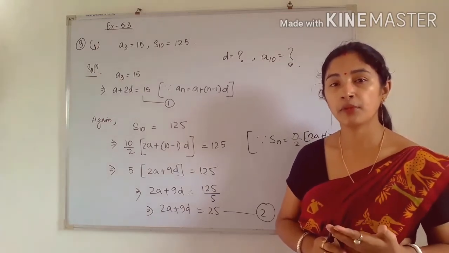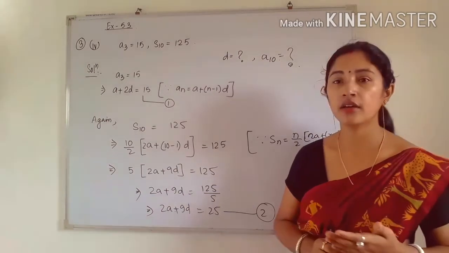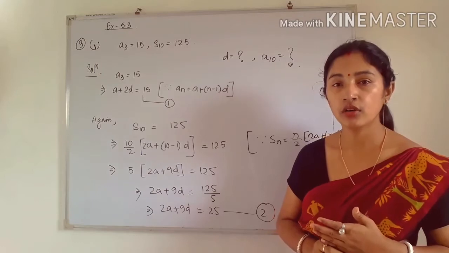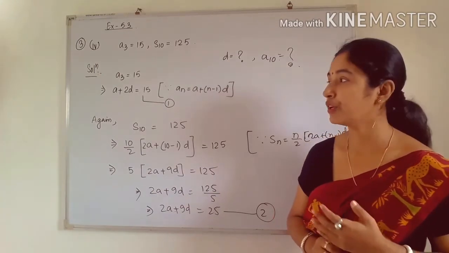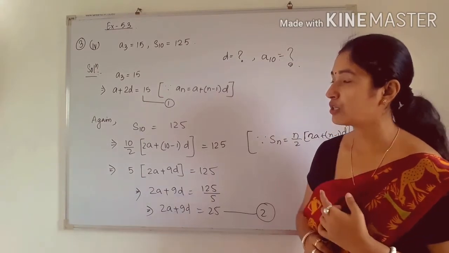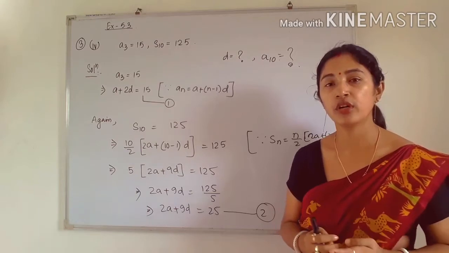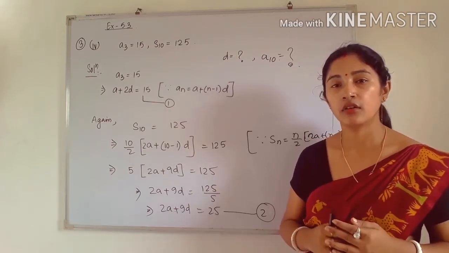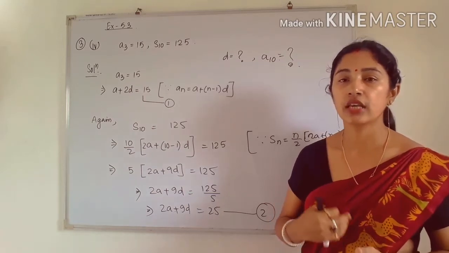Like in the chapter pair of linear equations in two variables, where we solved the equations and x and y were unknown, similarly here a and d are unknown. So finally what we have to do? We have to solve the two equations using any of the methods. We know four methods for finding the solution of a pair of linear equations. We can solve using any method.